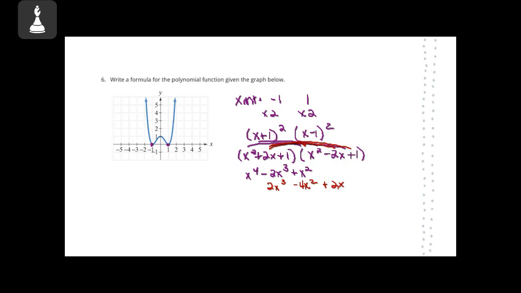So 1 will go through here. So that's x squared minus 2x plus 1. So let's see, that's x to the 4th. These guys cancel out. 1 minus 4 plus 1 is -2x squared. The -2x and +2x cancel out, and then plus 1. And if we verify here, plus 1, it crosses at y equals 1. There we go.